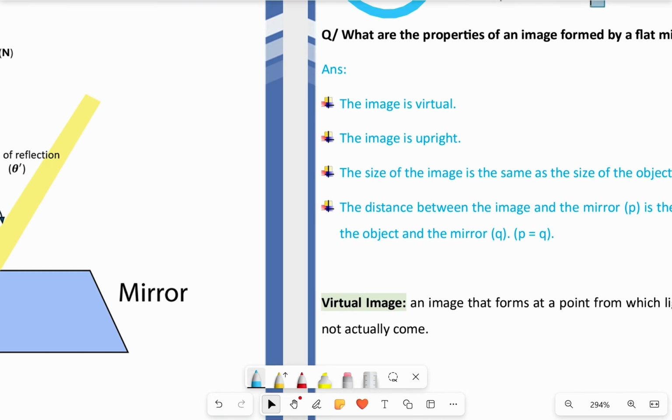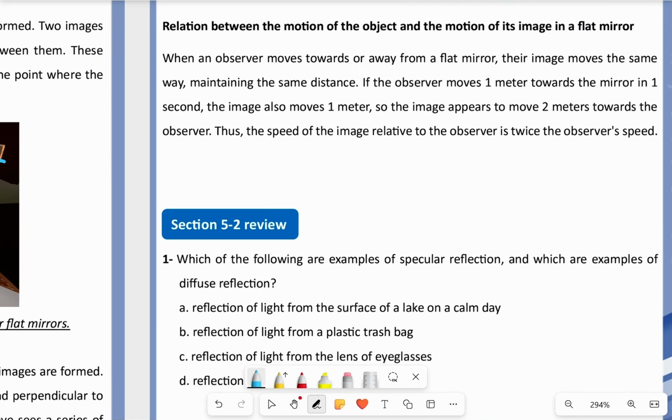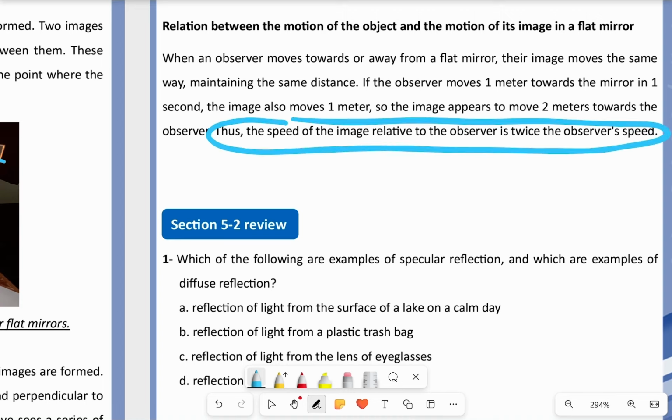You can try this. Stand in front of a mirror and walk 1 meter closer to the mirror, and you'll see that the image also gets closer by 1 meter. So how many meters has the distance between you and the image changed? Of course, 2 meters. So the speed of the image relative to the observer is going to be twice the observer's speed. If you walk 1 meter per second close to the mirror, the image is going to be walking 2 meters per second.